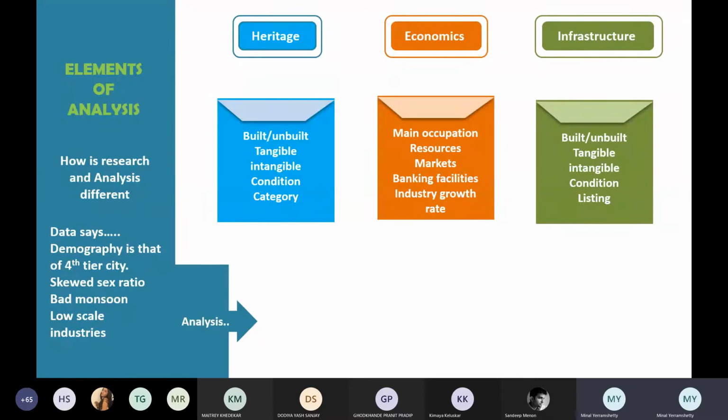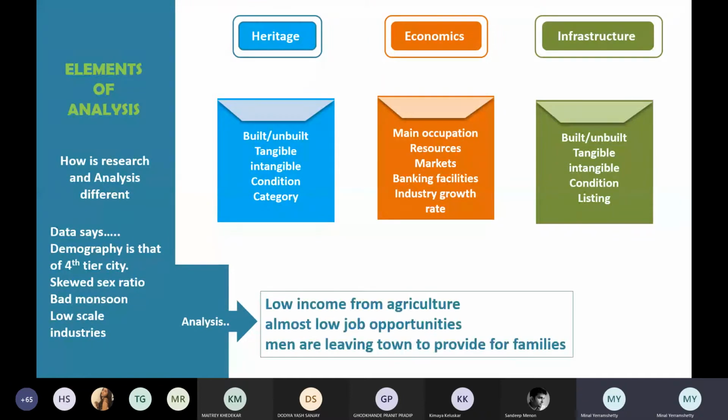It would mean that because of the bad monsoon and low scale industry here, it's obviously agriculture, and it's a bad monsoon. That means the economic levels are really low, and the people from the place have migrated out, and that's why you have a skewed sex ratio. The men of the family have moved out to make money somewhere to feed their family and survive. That's how you will come across the analysis. This is just one example I'm giving. There can be so many scenarios created when you collect the data and start interpreting.